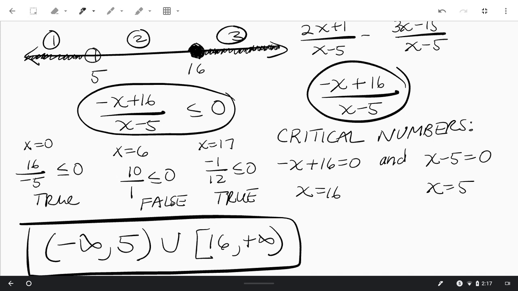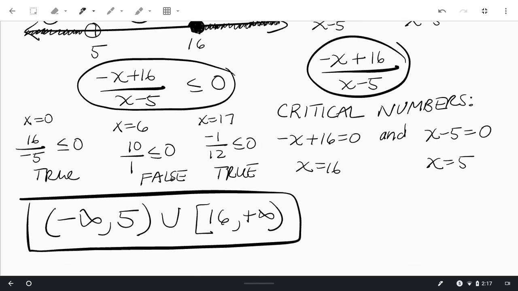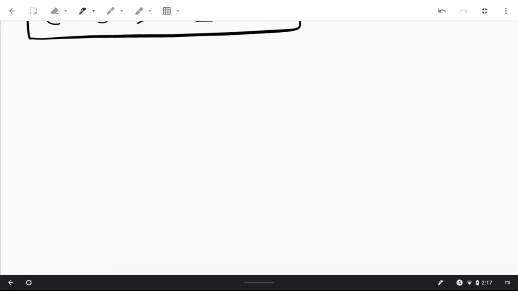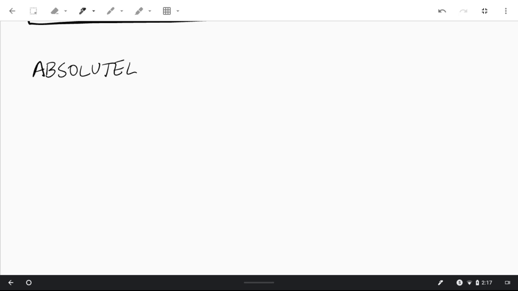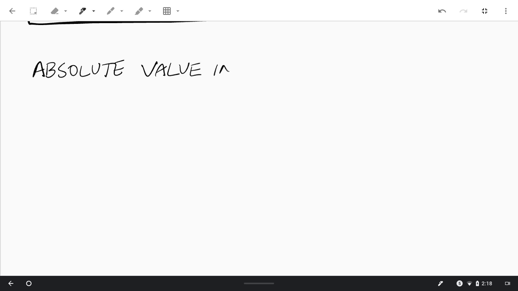So now we will go into solving absolute value inequalities. Okay. So these are a little less complex. Absolute. I was going to say absolutely, but that's not correct. Trying to get my pen back. Okay. Absolute value inequality.